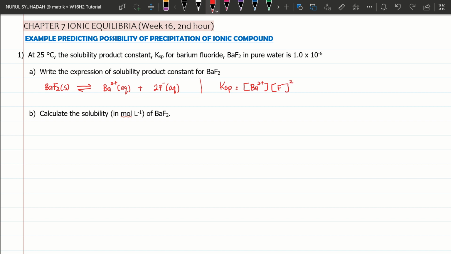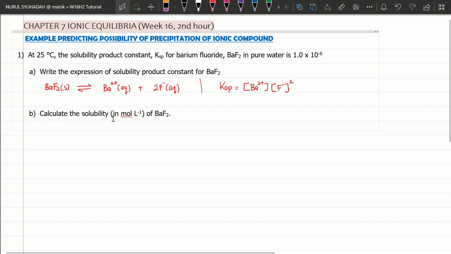Okay, the next one, B. Calculate the solubility in mole per liter. Okay, ini yang saya bagi tahu dekat awak. Okay, so this is actually an exam question, example of exam question. Okay, ini saya bagi tahu tadi.